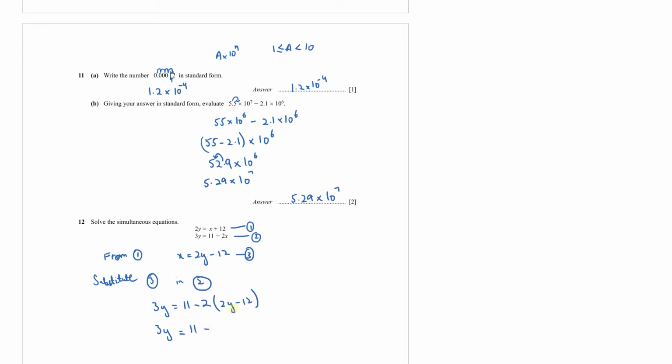So 11 minus, if I open this bracket, I get minus 2 times 2y, minus 4y. This minus and this minus becomes plus 12 times 2, which is 24. Then I can take this 4y to the other side: 3y plus 4y equals 7y, and 11 plus 24 is 35. This gives me y equals 5. Then I can put y equals 5 in equation number 3 to get the value of x. So x equals 2 times 5 minus 12. This is 10 minus 12, and x is minus 2.